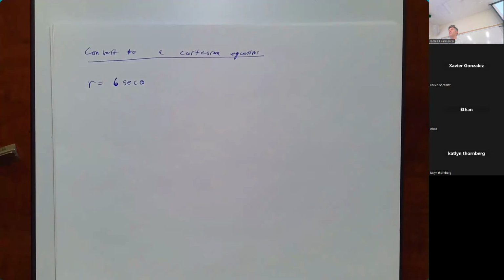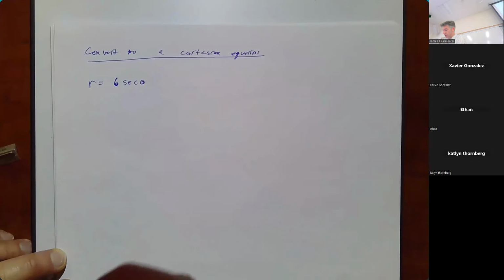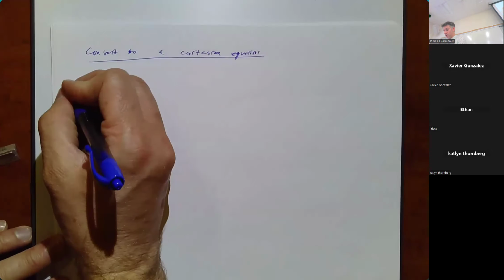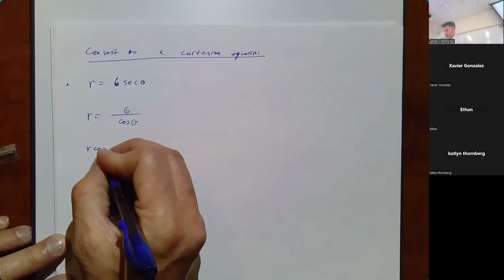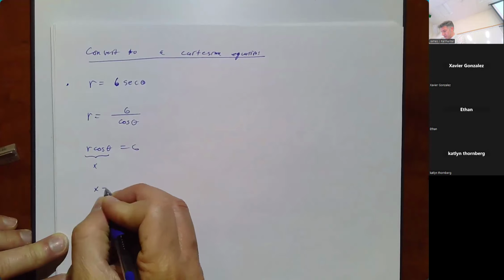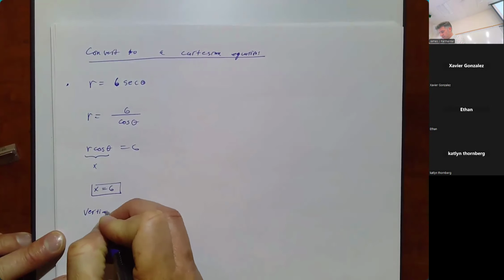I'm always trying to make either r squared pop up, or r times sine, or r times cosine. Those are the things I'm really trying to make happen. I guess you could also say tangent of theta; that would be acceptable, since tangent is equal to y over x. If I have a secant or a cosecant, let's rewrite that as a sine or a cosine. So r is equal to 6 divided by cosine theta. I can multiply both sides by cosine theta to get r cosine theta equal to 6. And r cosine theta is equal to x. So this becomes the equation x equal to 6.